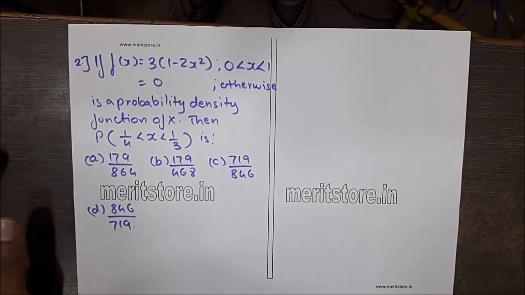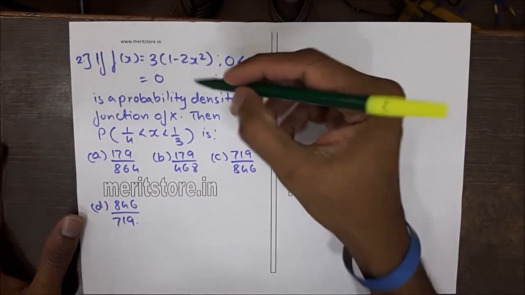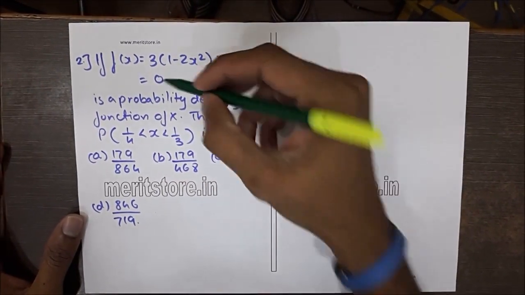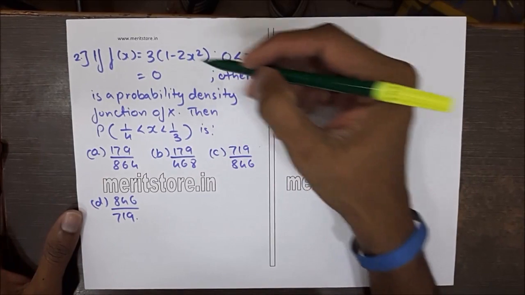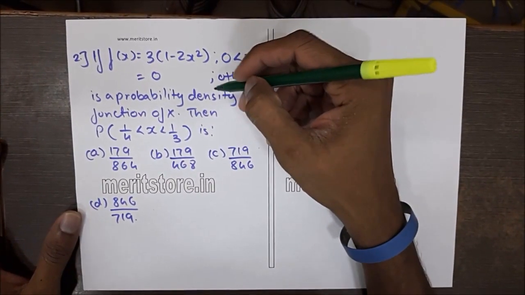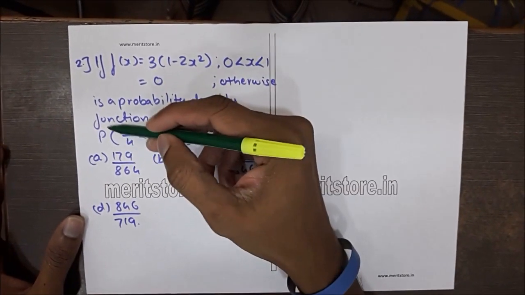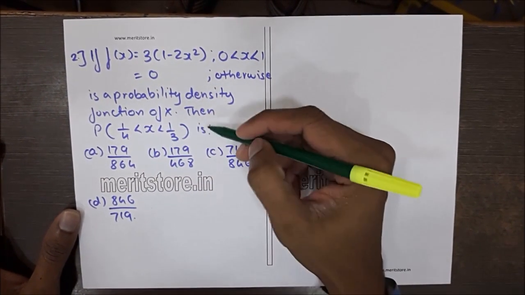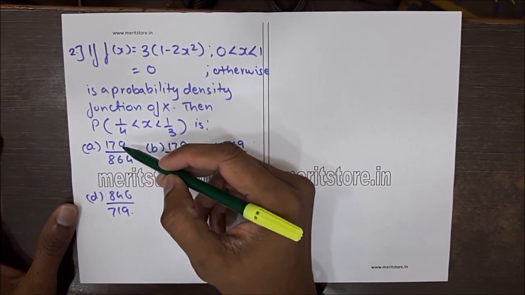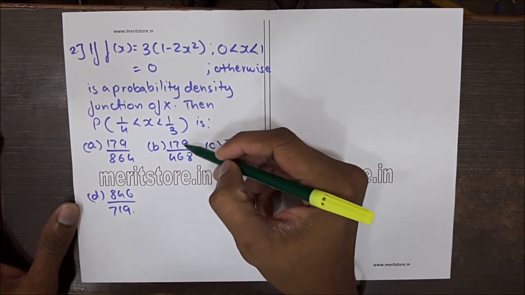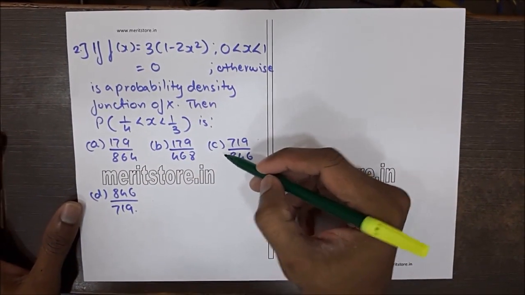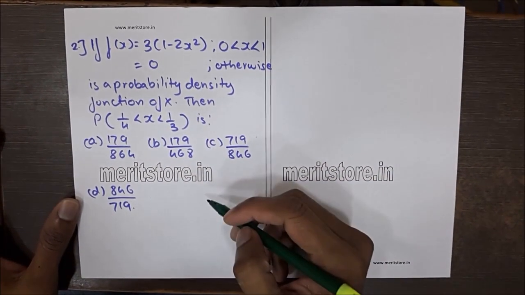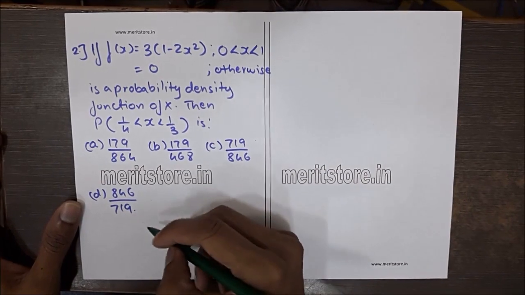Question 2. If f of x is equal to 3 into 1 minus 2x square for x greater than 0, less than 1, or f of x is equal to 0 otherwise, is a probability density function of x, then probability of x greater than 1 by 4, less than 1 by 3 is, we have four options: A 179 by 864, B 179 by 468, C 719 by 846, D 846 by 790.